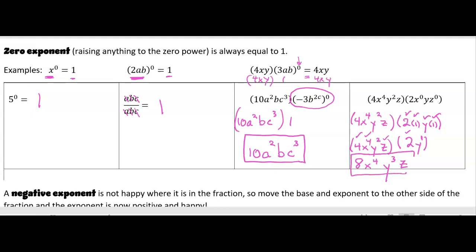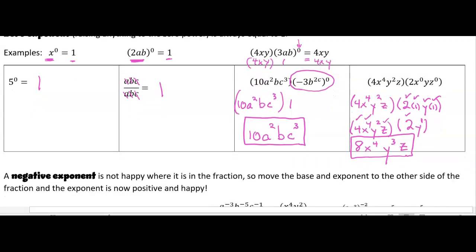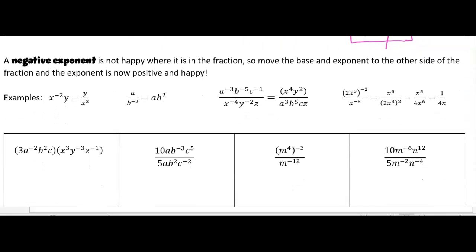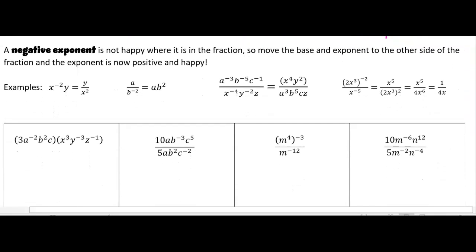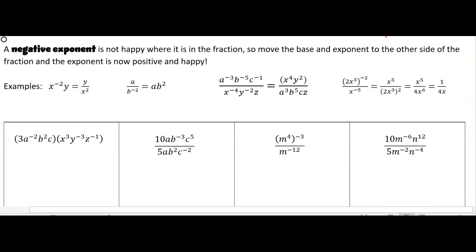Okay, let's move on to negative exponents. I always think of a negative exponent as just not happy because it's negative. It's not happy where it is in the fraction. So we're going to move the base and the exponent to the other side of the fraction, and then the exponent will now become positive and happy. We want everybody to be happy.